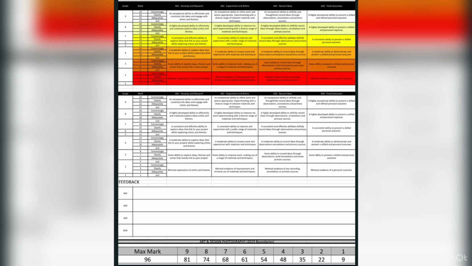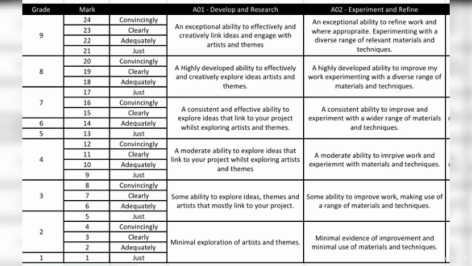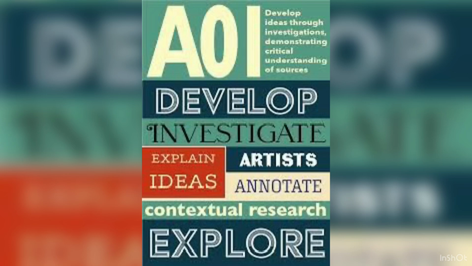Students are marked under 4 assessment objectives, and this is the mark sheet that we use. Each assessment objective is worth 24 marks and they're marked out of a total of 96. This shows the criteria of how grades are awarded.